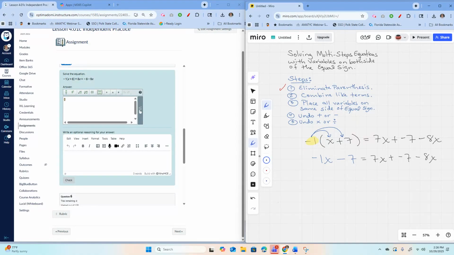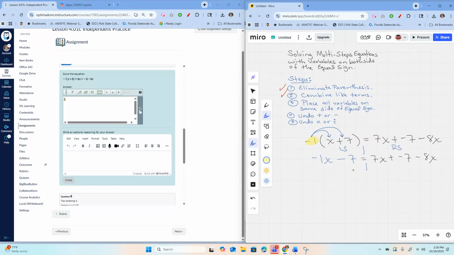Okay, step number 2. Now we're going to combine like terms. Remember that the equal sign splits the problem into two sides, left side and right side. On the left side, I have -1x and -7. Those two terms are not alike. Why are they not alike? Because the 7 doesn't have an x. That's why I cannot combine -1 and -7. I can't. They're not like terms. They don't have anything in common.